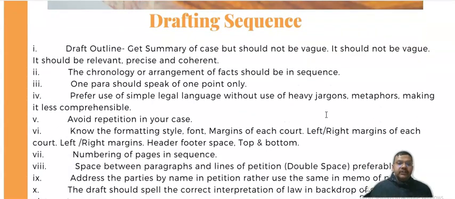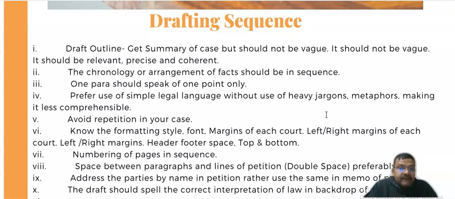Now again, drafting sequence. I have mentioned it here. Outline. You can make an outline of your case. Get a summary of the case, but it should not be vague. It should be relevant, precise, and coherent. Again, we have learned it in our previous document as well. The chronology or arrangement of facts should be in sequence. One para should speak of one point only, that I've just shared now. Prefer use of simple legal language without heavy jargon or metaphors, which make it less comprehensible. Avoid repetition. It's of no use.